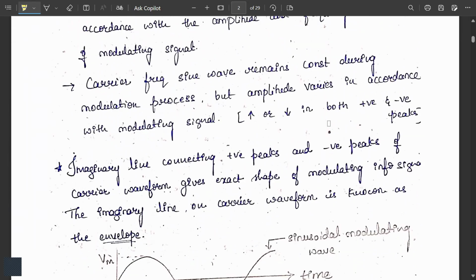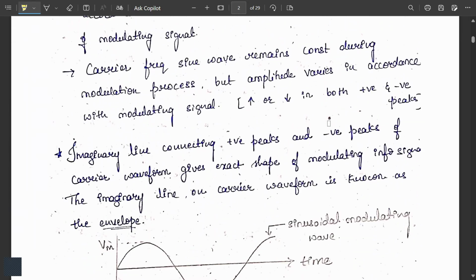So we can say the imaginary line connecting the positive peaks and the negative peaks of the carrier waveform gives the exact shape of the modulating information signal. That imaginary line on the carrier waveform is called an envelope.